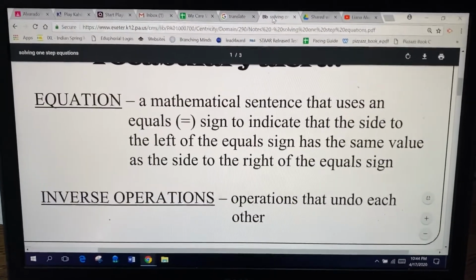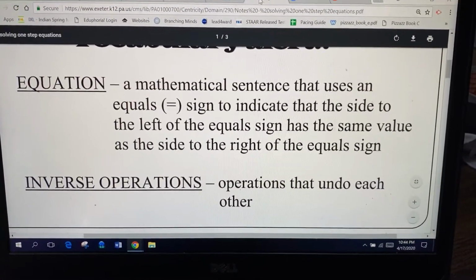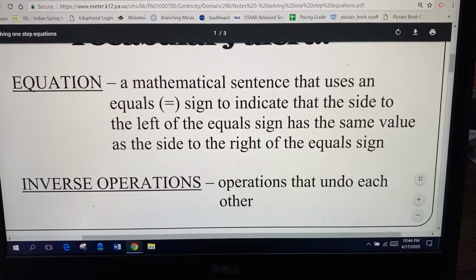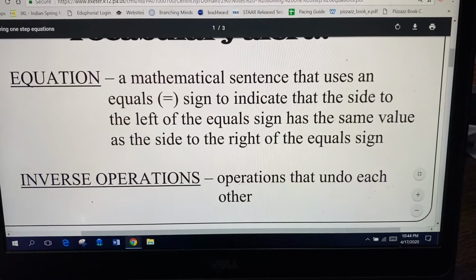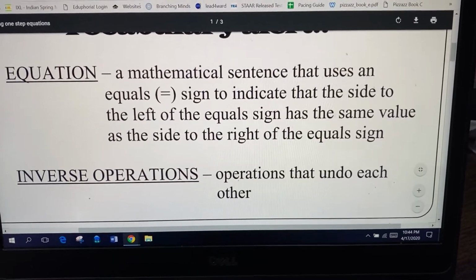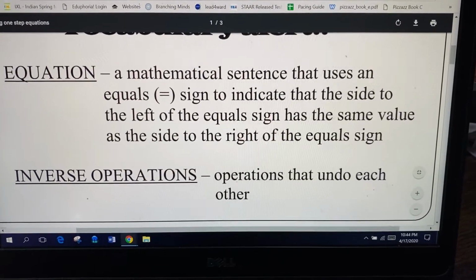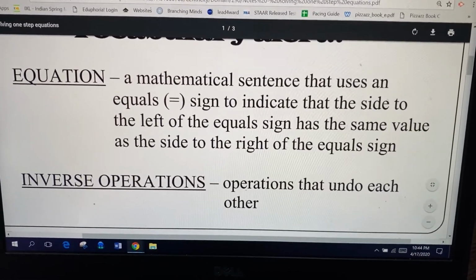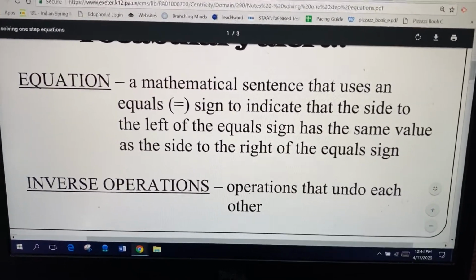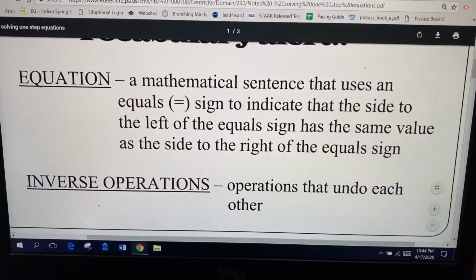First of all, what an equation is. An equation is a mathematical sentence that uses an equal sign to indicate that the side to the left of the equal sign has the same value as the side on the right of the equal sign. So both sides of an equation, on the left side of the equal and on the right side, have to be equal to each other in order for them to be an equation.